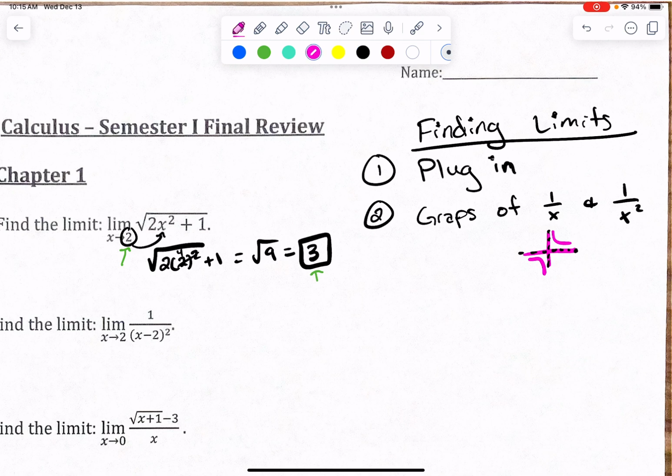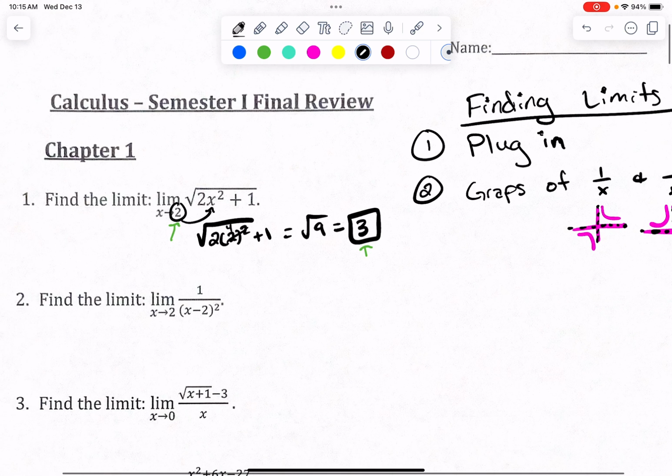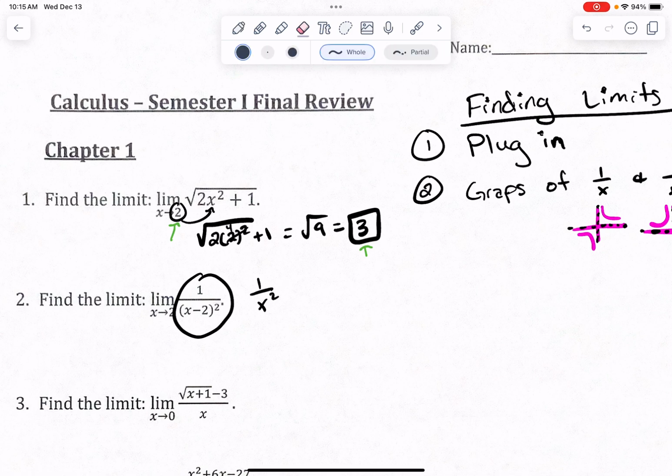But the graph of 1 over x squared is a volcano. So it looks like this, and it looks like this. So its vertical asymptote is here, and its horizontal asymptote's there, okay? So still at 0, 0, but it is a volcano instead. So that is the graph. So number 2, its parent function is 1 over x squared, but it is moved 2 units to the right.